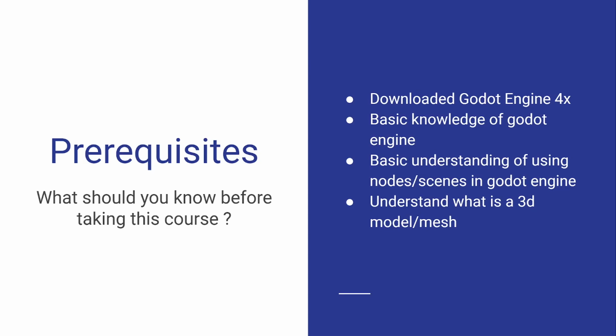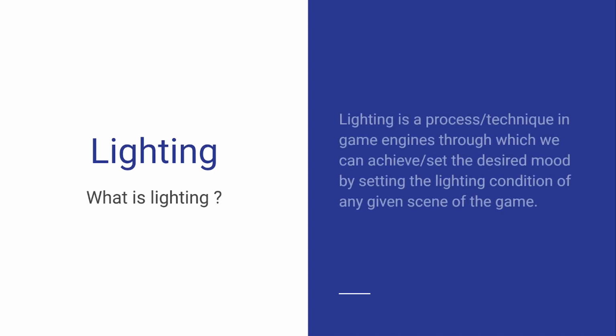And also, you should have a basic understanding of what a 3D model is and what a mesh is. Okay, so before moving forward, let us understand what lighting is. Lighting is a process or technique in game engines through which we can achieve or set the desired mood by setting the lighting condition of any given scene of the game.